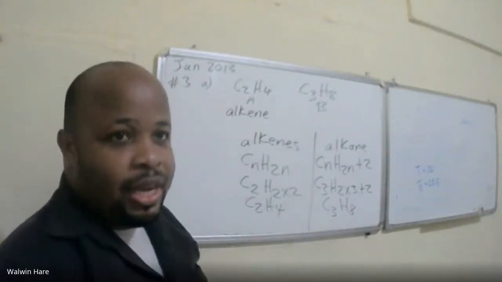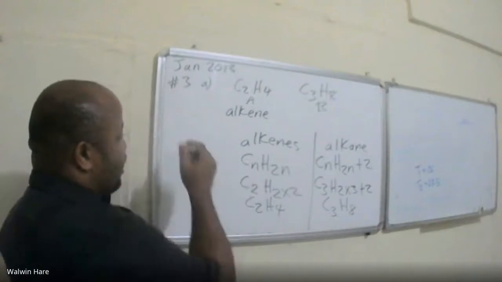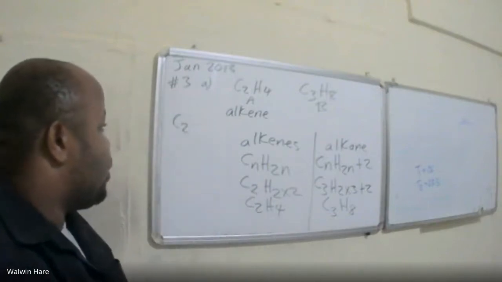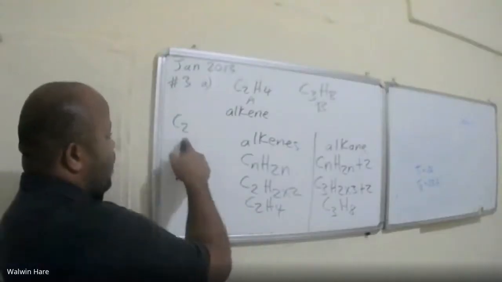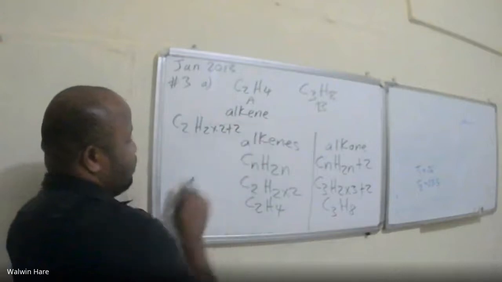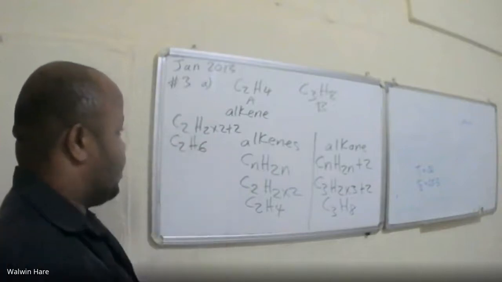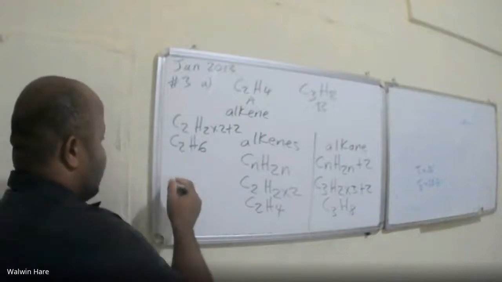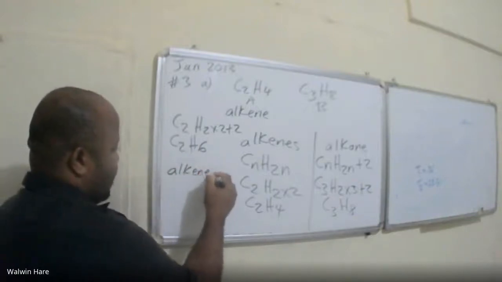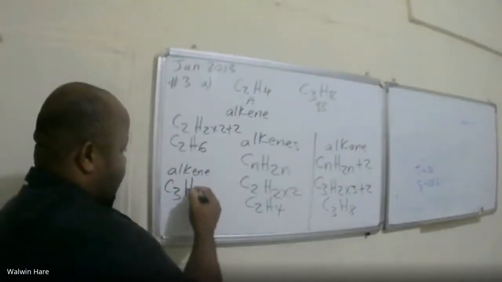C2H4. If this was an alkane, how many hydrogens would it have? So if you have an alkane with 2 carbons, how many hydrogens would it have? 6. That is correct. Because 2 times 2 would be 4, so it would be 2 times 2 plus 2. 4 and 2 is 6. So it would be C2H6. If you have an alkene with 3 carbons, how many hydrogens would it have? 6. Right. It would have 6.